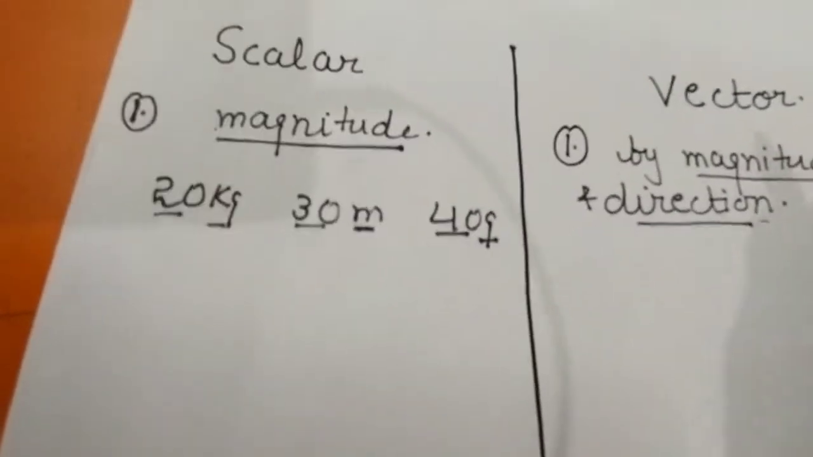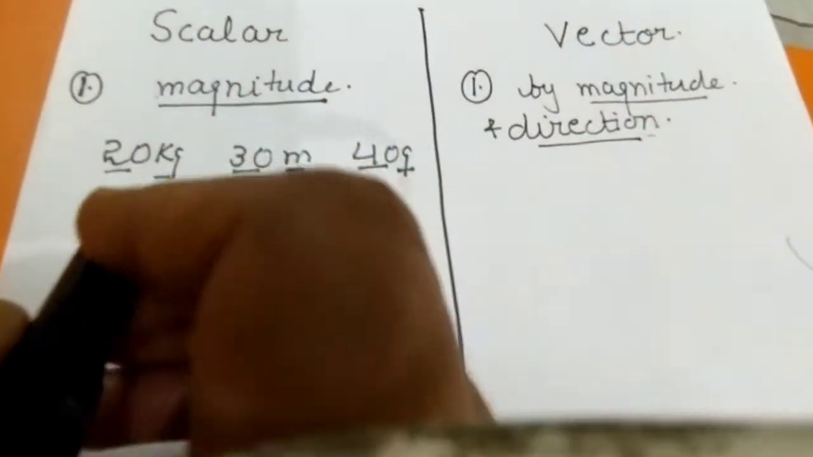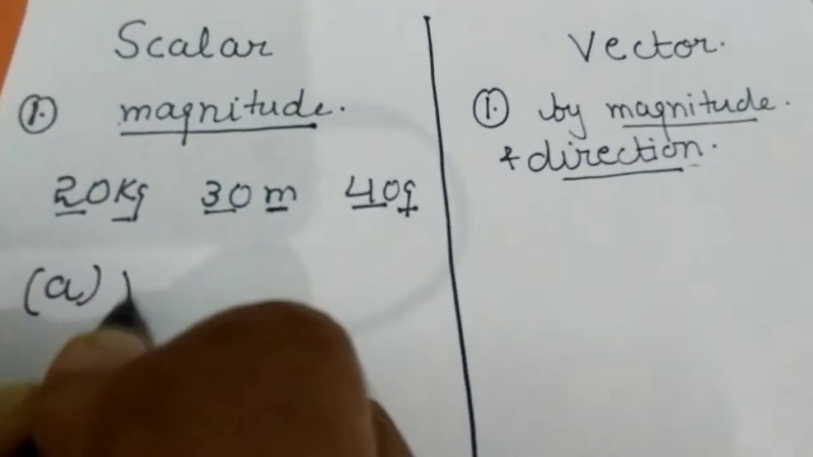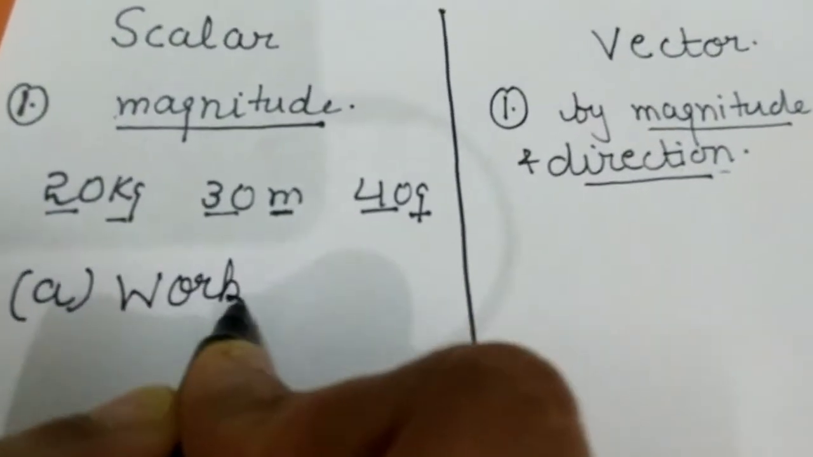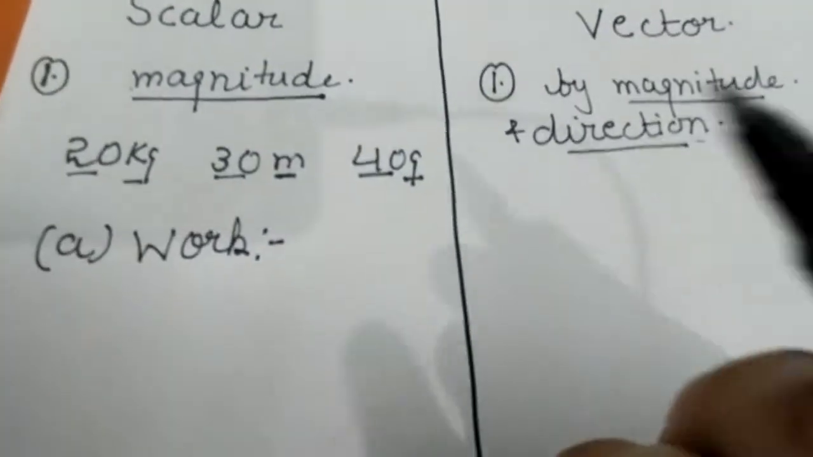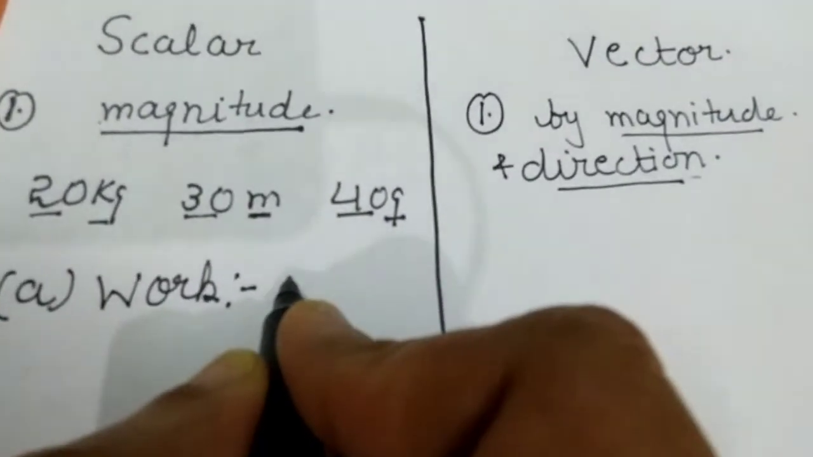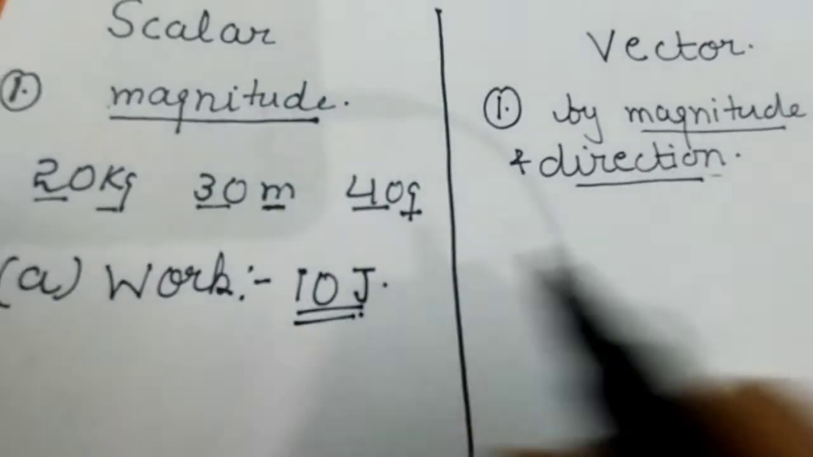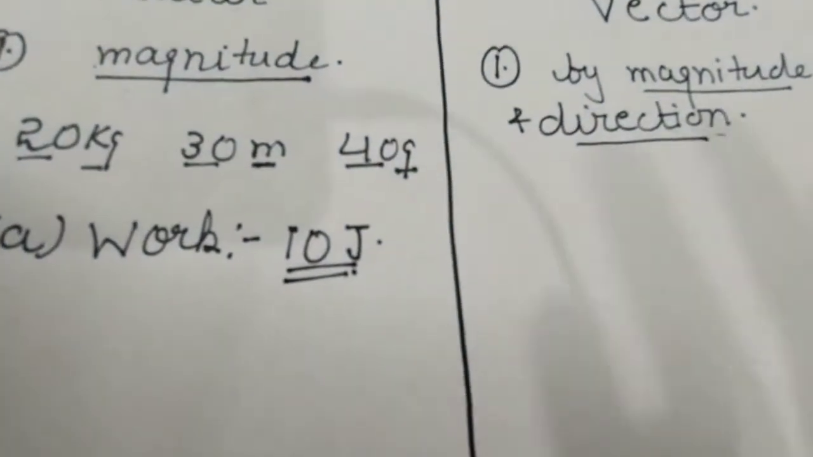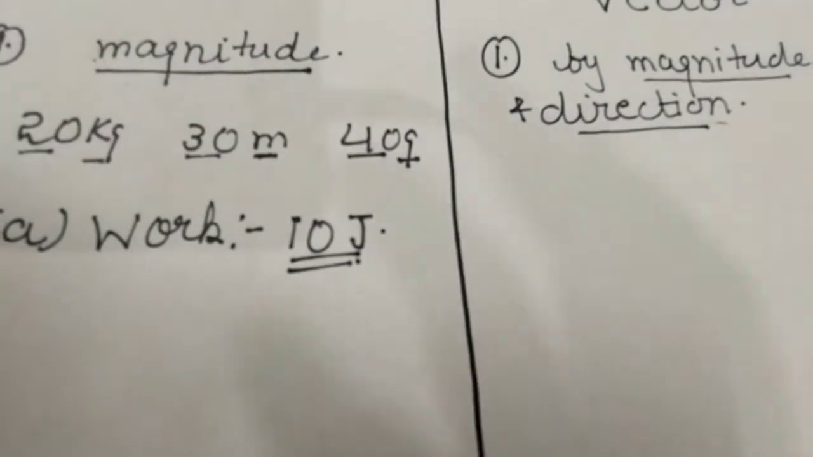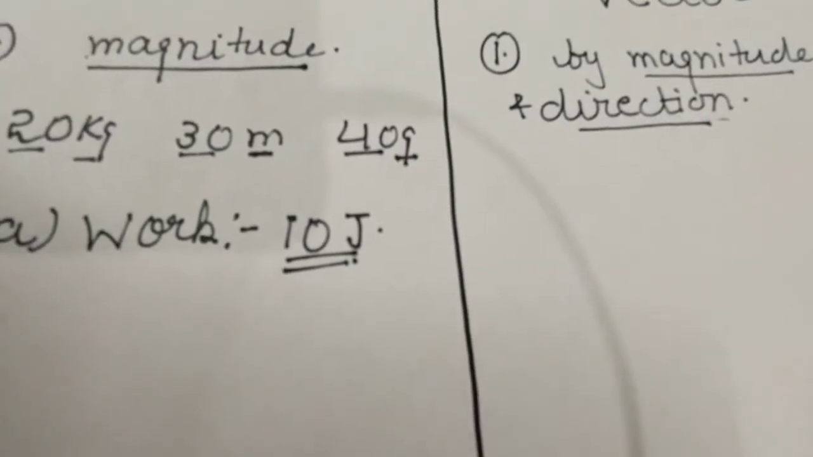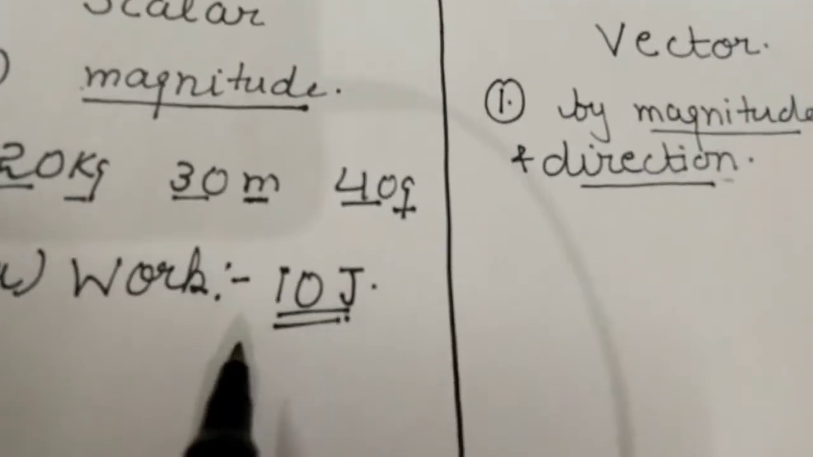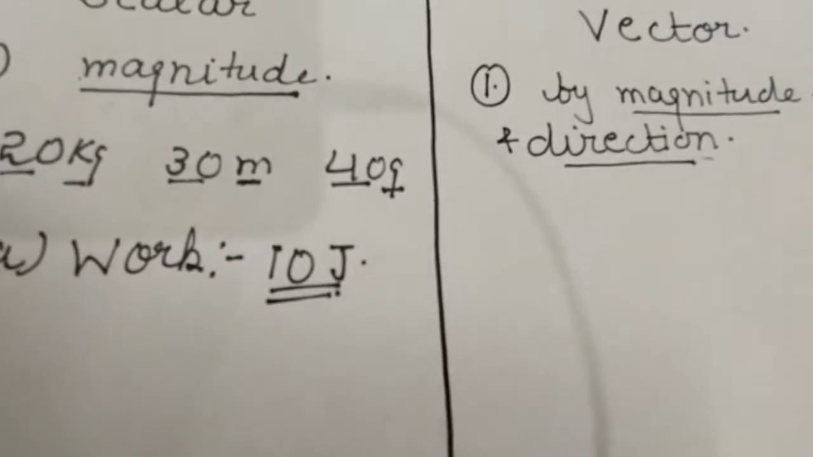Now come to the examples of the scalar. We can say the first example of scalar is work. We can say how much work is done. Let us take that 10 joule work is done. So 10 joule work is done, but in which direction is the work done? There is not any particular direction in which work is done. It can be any direction.